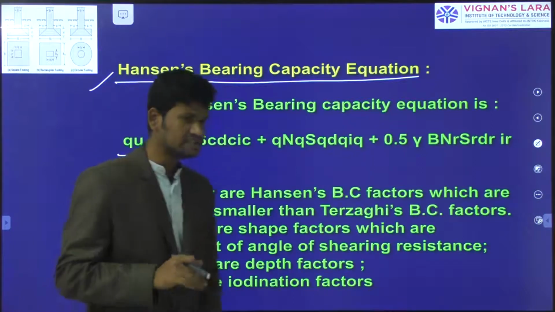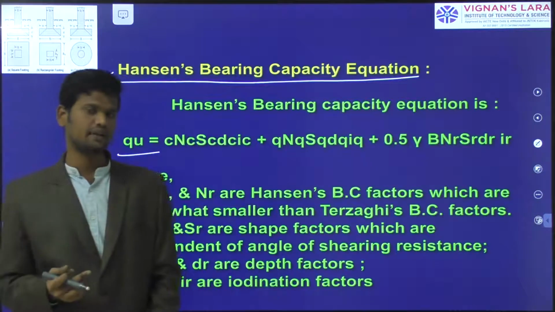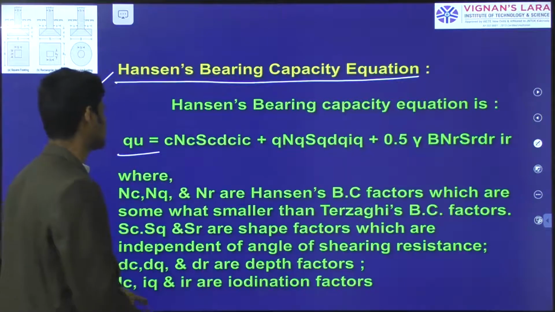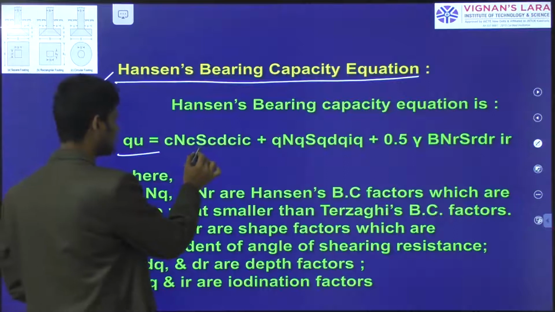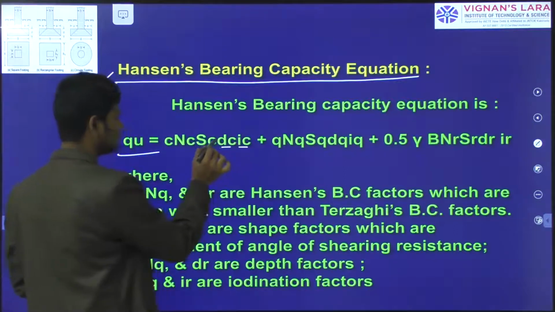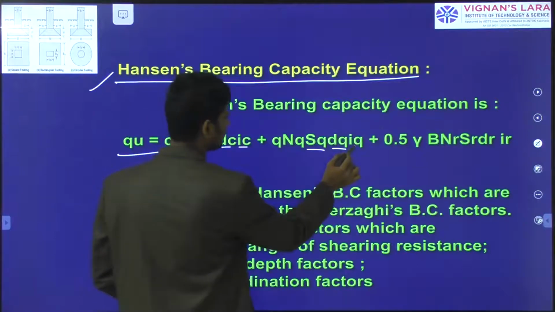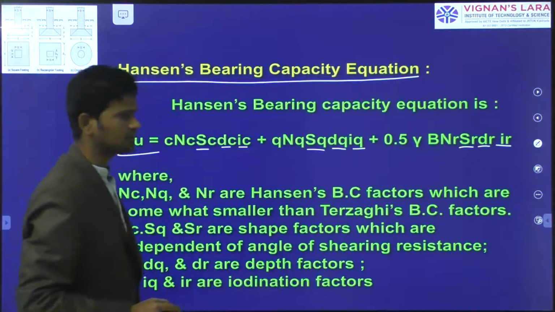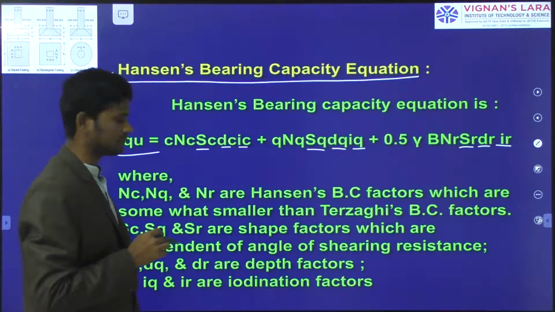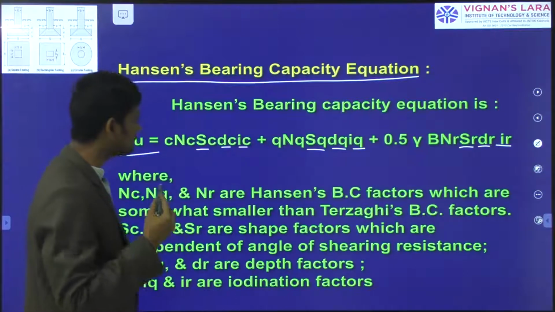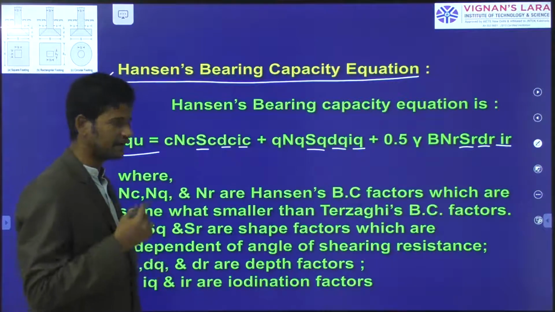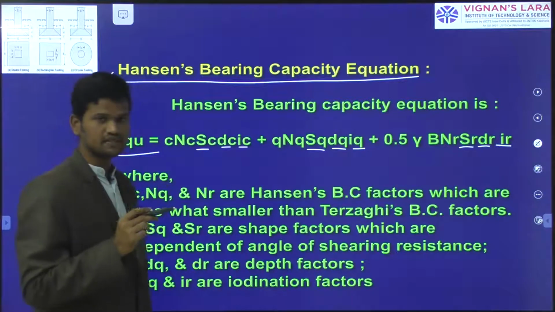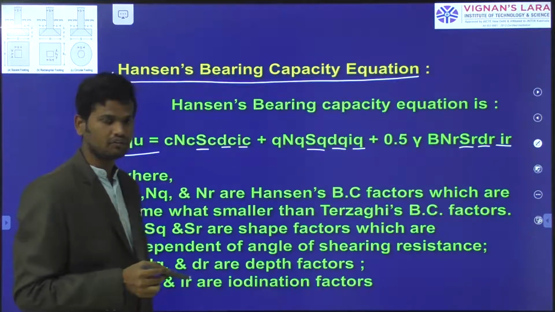The only difference is he introduced some factors for the calculation of the ultimate bearing capacity. If you observe here, he introduced Sc, Dc, Ic. Next, he introduced Sq, Dq, Iq. Next, he introduced S gamma, D gamma, I gamma. These are the different factors given by Hansen: the shape factor, depth factor, and inclination factor. In terms of cohesion, unit weight, and surcharge pressure, the ultimate bearing capacity value may vary.